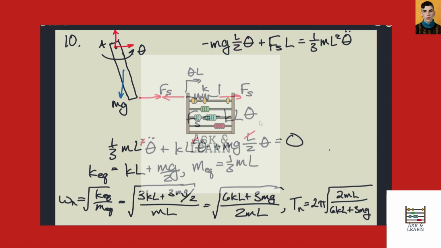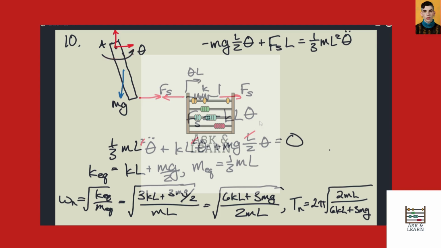Then we have the moment from the spring here, and again, the moment arm here is not quite L actually, right? Since this is L, the perpendicular moment arm is actually L cosine theta, but to a linear approximation, cosine of theta is roughly 1 minus 1/2 theta squared. So the linear approximation is simply 1.